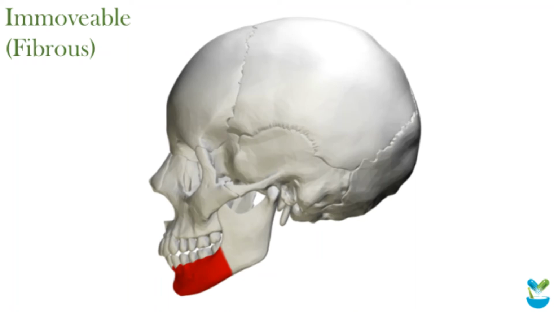As you know now, the skull is not a single bone. It is composed of different bones which are joined together but do not allow any movement. Joints in the skull are also called sutures.